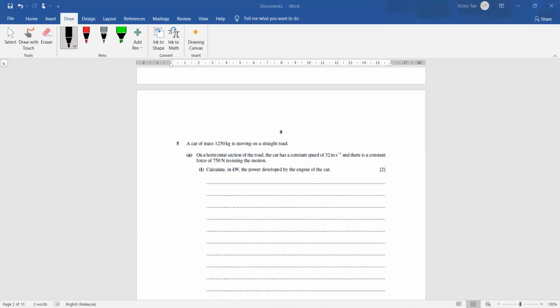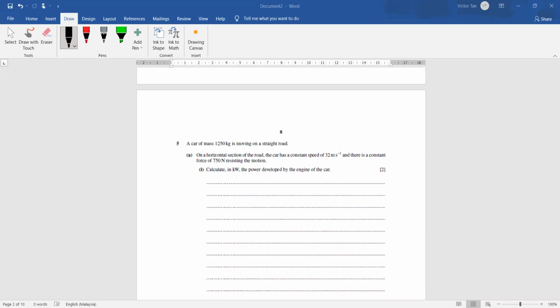Okay, let's continue. Question 5. A car of mass 1,250 kilogram is moving on a straight road. On the horizontal section of the road, the car has a constant speed of 32 meters per second. There is a constant force of 750 Newton resisting the motion. Calculate in kilowatt the power developed by the engine of the car.